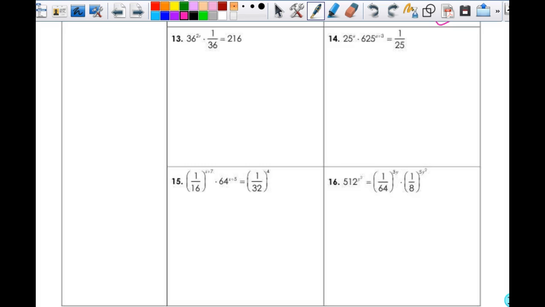Because what's 25 squared? 625. That's something that you need to know. So this is 25 to the a power. So I'm just going to rewrite that. That's 25 to the a power times, well, 625 is 25 squared, and then that's to a plus 3 power. And then that 1/25 would be 25 to the what? -1 power. So now I have all the same bases. Can I take them out of the exponents now? No. Got to go one more step.